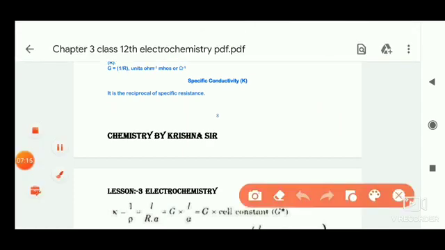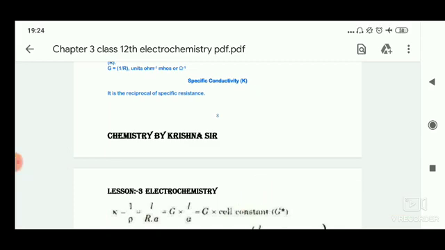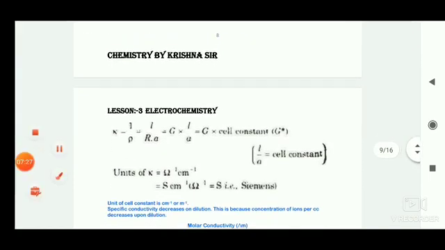Now what is specific conductivity? That is K. It is the reciprocal of specific resistance. Here you can see in this image.